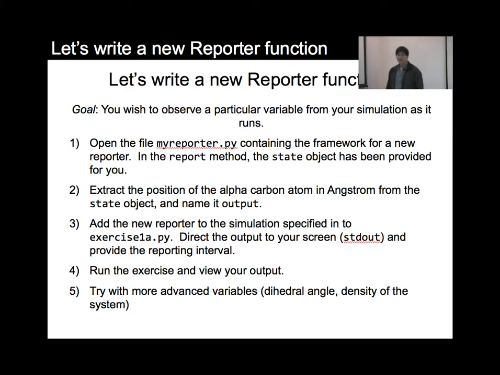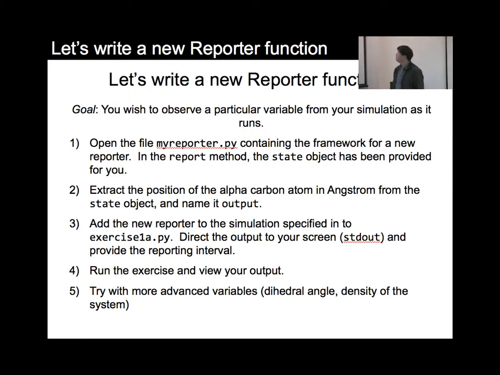And then if you still have some time and you're interested in going further into this, you can try more advanced variables, such as measuring the dihedral angle between four atoms. You can measure the phi or the chi angles for alanine dipeptide, for example, or the density of the system, which you can get from the total mass of the system divided by the volume.